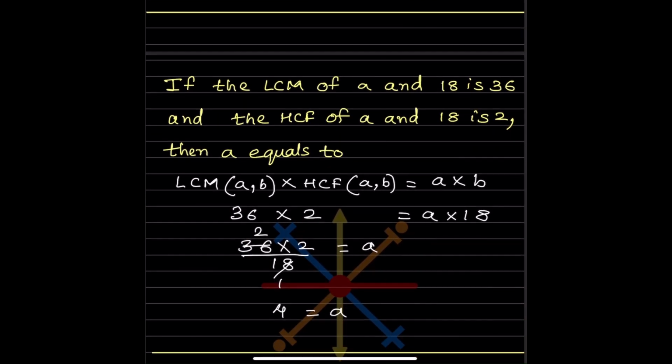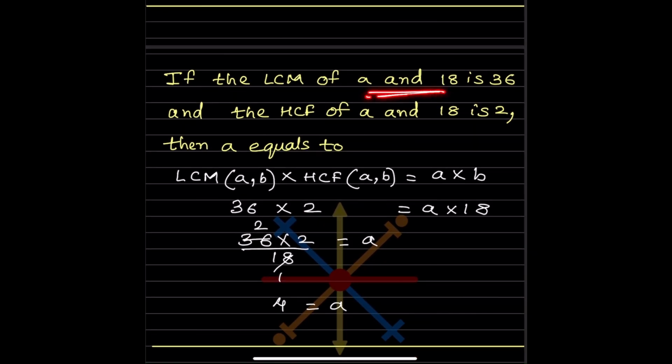If the LCM of A and 18 is 36 and the HCF of A and 18 is 2, find A. So now LCM of A and B into HCF of A and B is equal to A into B. So now this is given as A and B. So we can consider this as B and this is A. The LCM is given as 36, so we'll write here 36. And HCF of A and 18, this we can consider as B, that is 2.